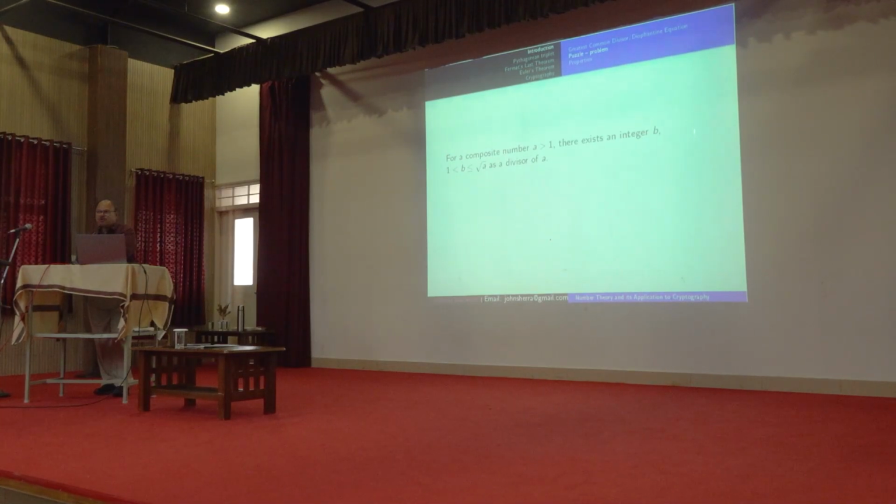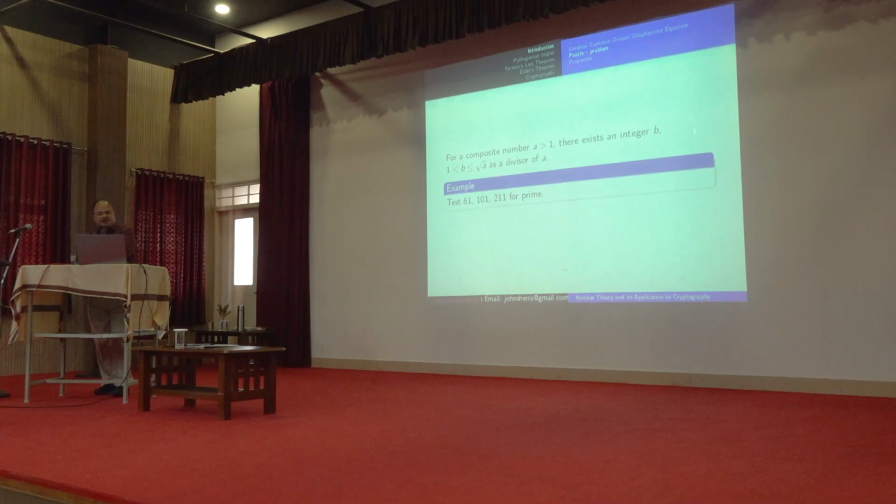Because otherwise we will be going on verifying whether 2 divides, 3 divides, 5 divides and so on, all the primes we check. But this theorem says that it should be less than or equal to root a, enough. Beyond that, it cannot have a factor. Alright? So, something like here.